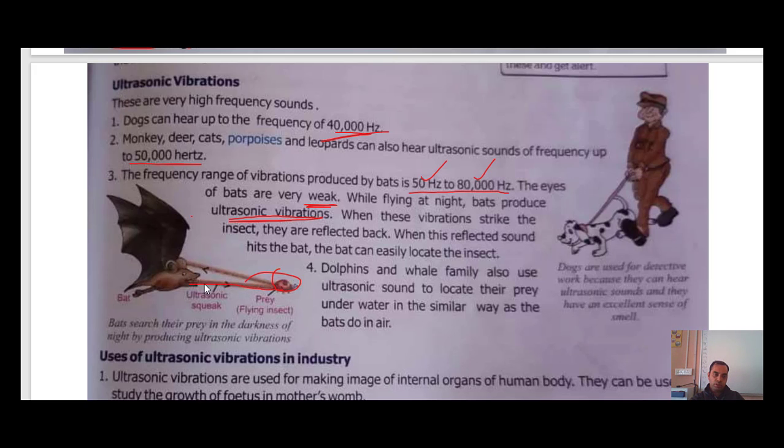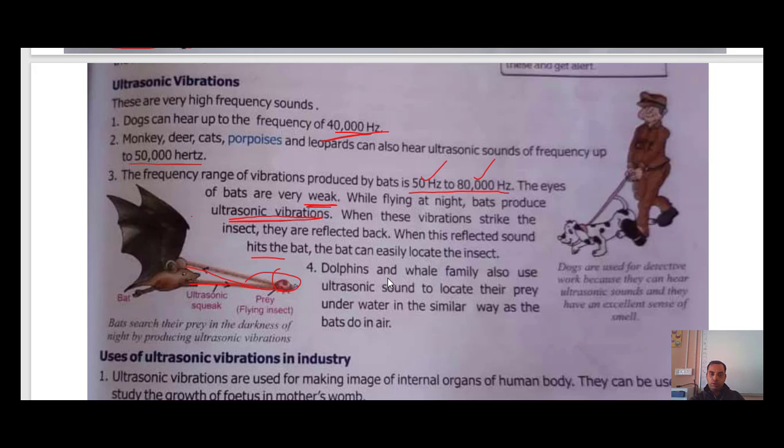So this vibration strikes the insect, it comes back, and here the bat can know the position of the insect, and it will go and have its dinner. So when these vibrations strike the insect, they are reflected back. When this reflected sound hits the bat, it can easily locate the insect.